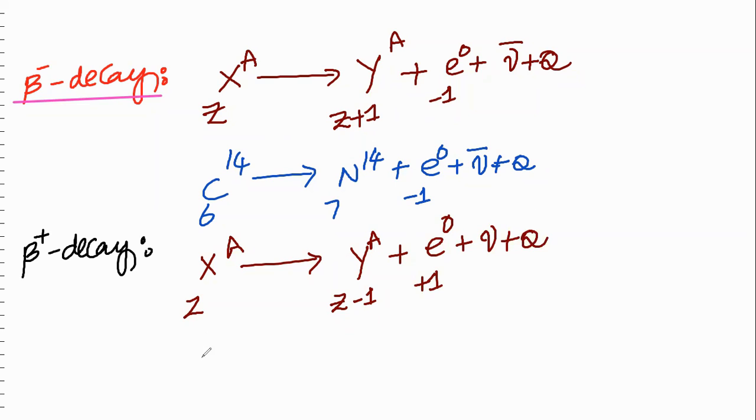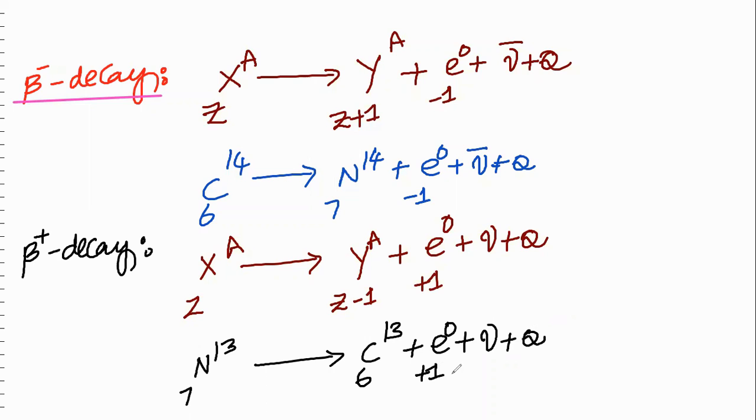Then if you take nitrogen-13 (N 7 13), that gives rise to carbon-13 (C 6 13) plus a positron (e+, 1, 0) plus a neutrino plus energy Q. This will be reduced. N-13 gives rise to carbon-13 plus a positron. This is called beta decay.